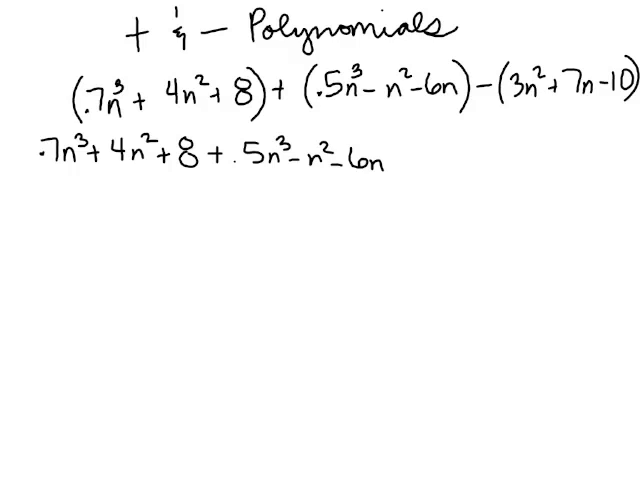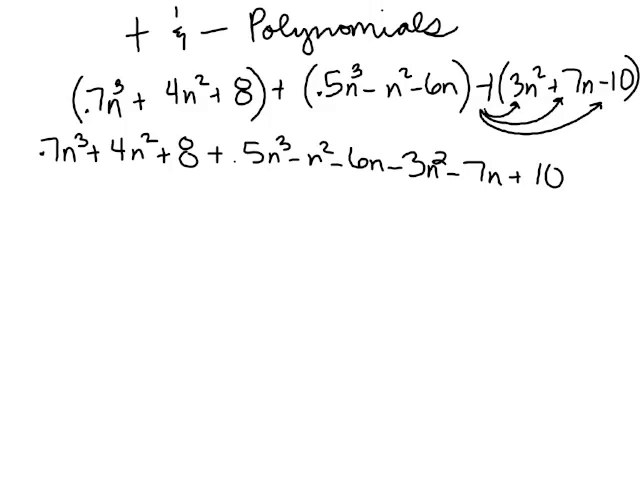Times everything by -1. Okay, there's that floating -1. So I distribute first. What's -1 times -3? Okay, -3n squared, and then distribute that -1 again. Minus 7n. Plus 10.